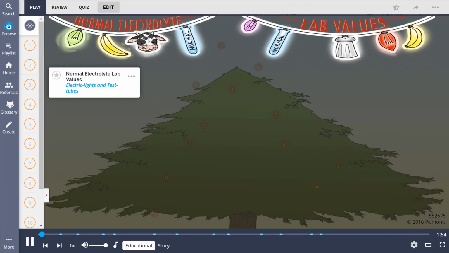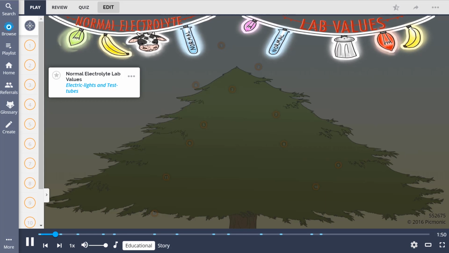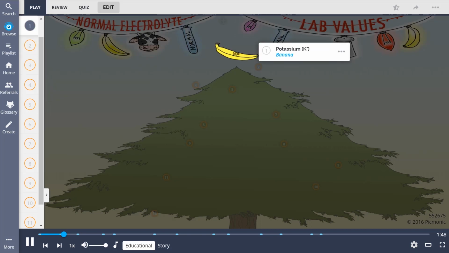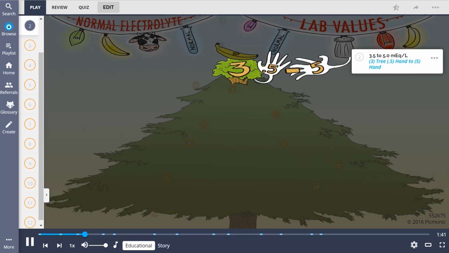Remember the Christmas tree lit up with the electric lights and test tubes when you think about normal electrolyte lab values. Potassium, the banana at the top of the tree, is an important intracellular cation, which is normally between 3.5 and 5 in the serum, the Christmas 3 tree and 0.5 hand to the 5 hand.